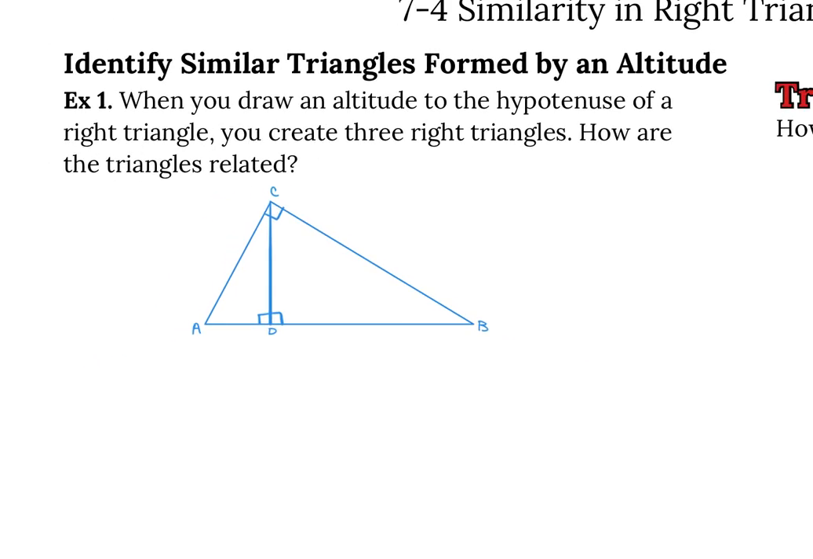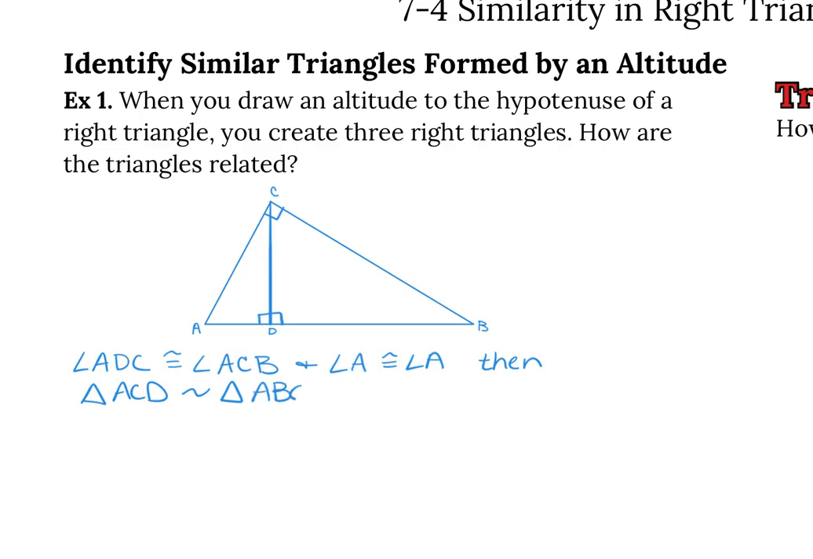Okay, so we know that angle ADC is congruent to angle ACB because they're both right angles, and that angle A is congruent to angle A. Right, because we know those, then we are able to say that triangle ACD is similar to triangle ABC by angle-angle similarity.